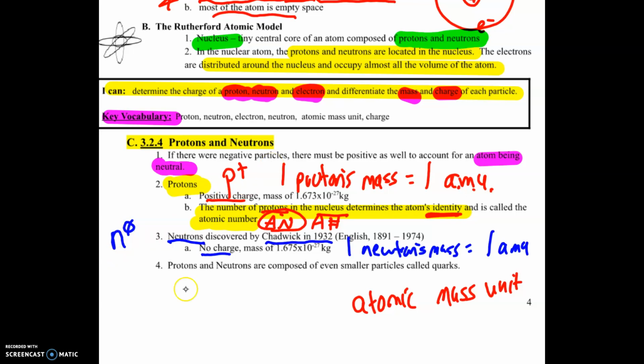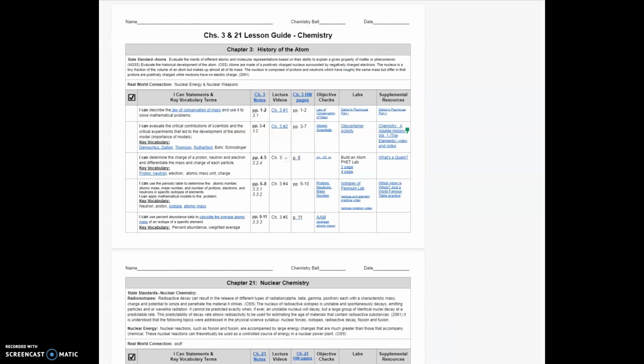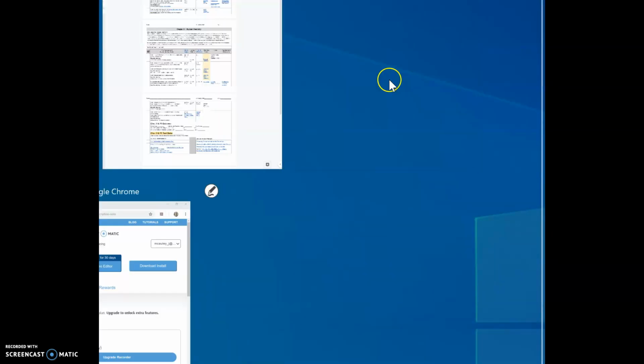If you want to get really into some quantum physics, protons and neutrons themselves are not the smallest particle. They are made of even smaller particles called quarks. If you are super excited about this, in our lesson guide, I have linked a video about what quarks are. You can click on that link and learn more about that. That will not be covered, though, in our class. Okay, so let's go back to our video notes here.